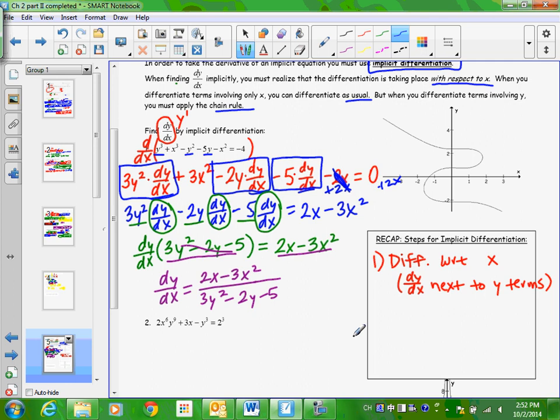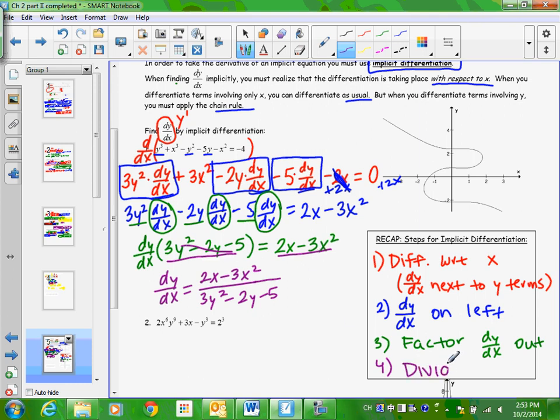All right, what was the second thing we did? Right here in blue. So we got the dy over dx terms, we kept them on the left. All right, because if I'm going to factor them, I only want dy over dx on the left. Okay, and then we had several dy over dx's, but then we got to one by doing what? We factored. So the third step here would be to factor the dy over dx out. And then the last step, this is the easy step. Once you get here, you should know, just divide over that term.